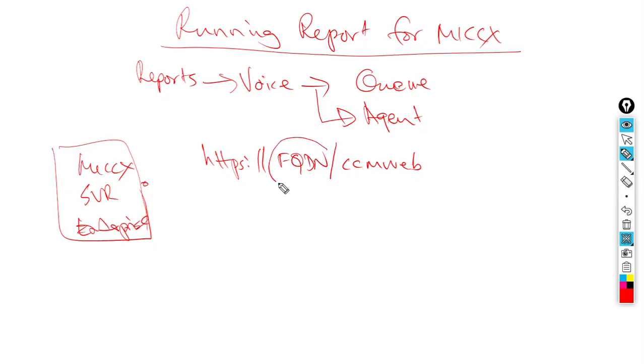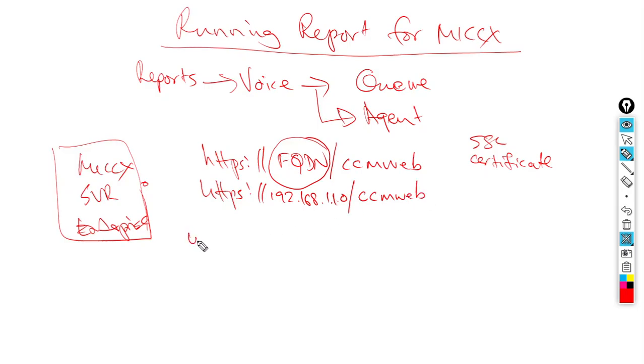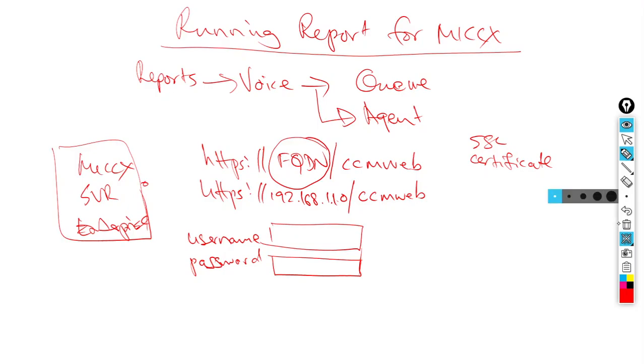Take note that for us to be able to use the FQDN, an SSL certificate must be installed on the MiCX server, or otherwise we can use the IP address of the server. Then we say CCM web. We are going to be asked for the username and password, and this is when we should enter the credentials that we have been given by our administrator. So let us go ahead and do that.